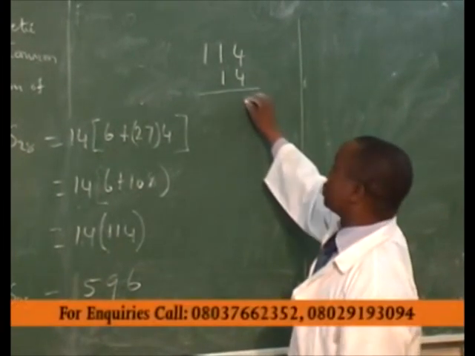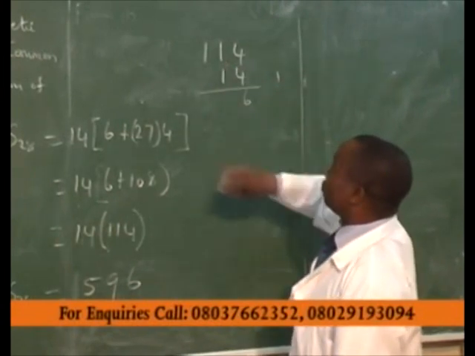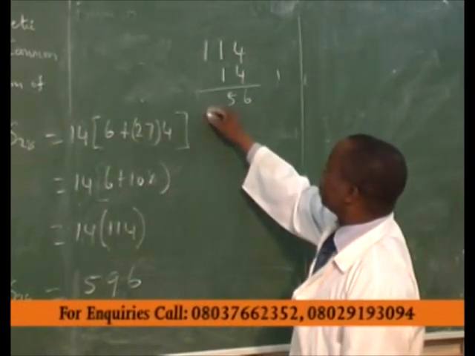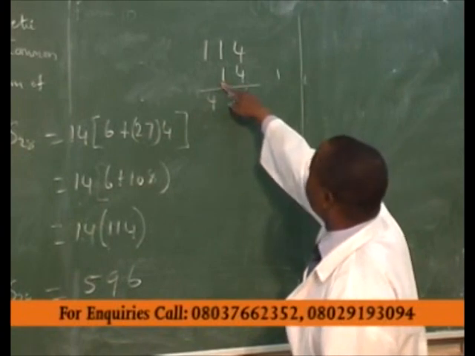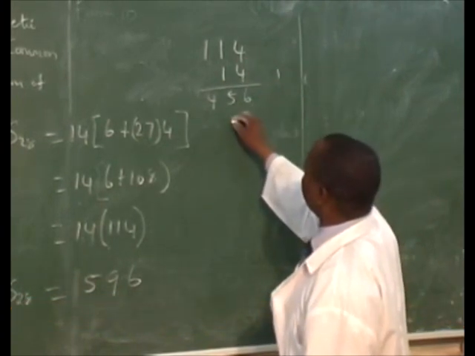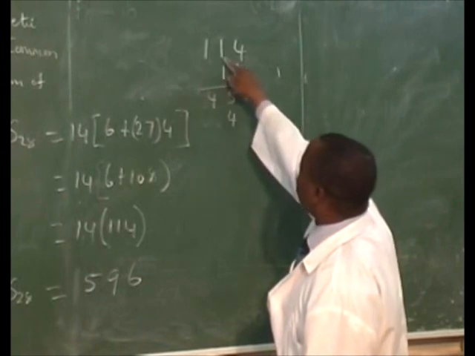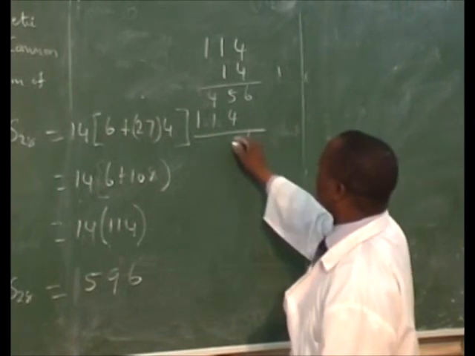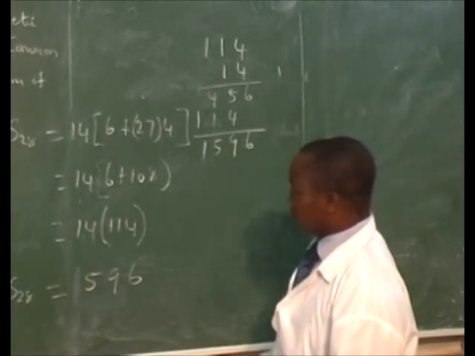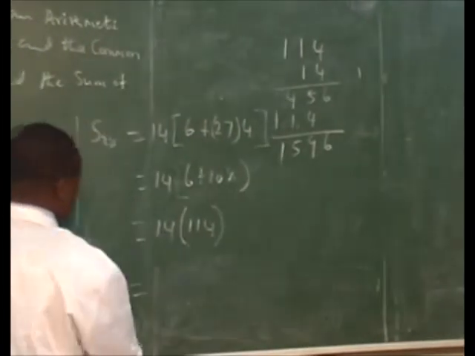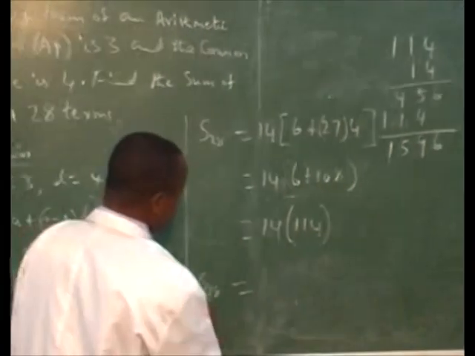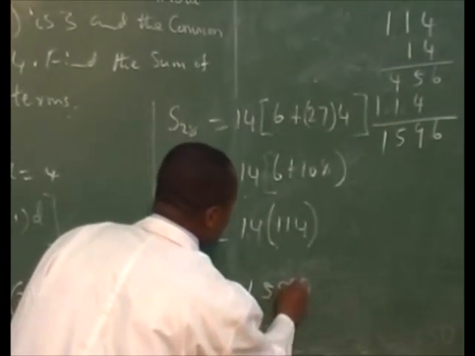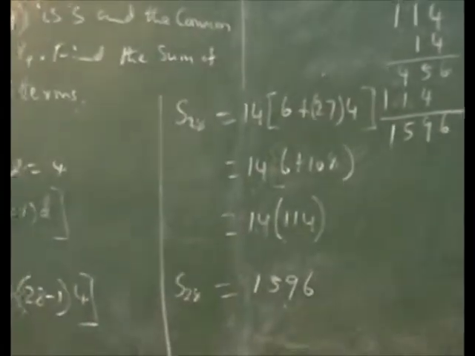4 times 4 is 16, so we write 6 and carry 1. 4 times 1 is 4 plus 1, that's 5. 4 times 1 is 4. 1 times 1 is 1. So we have 6, 9, 5, 1. So that means S28, that is the sum of the first 28 terms, will give us 1,596.